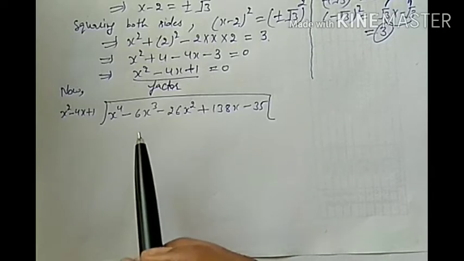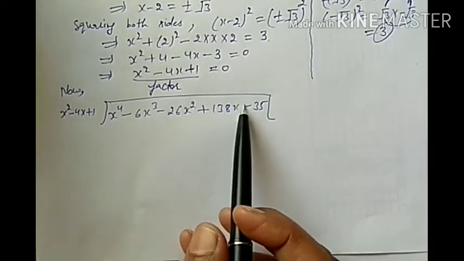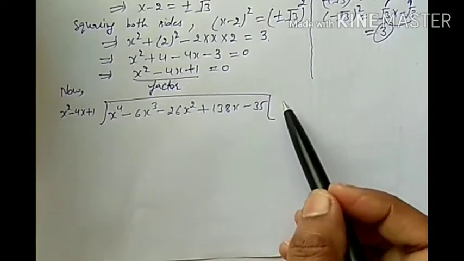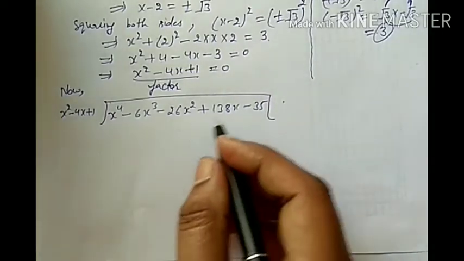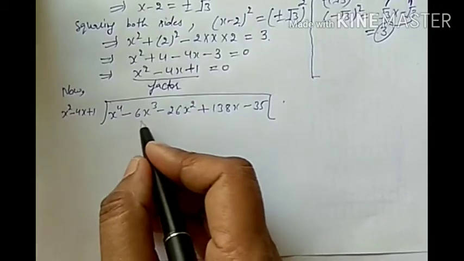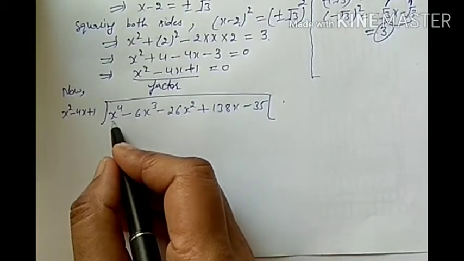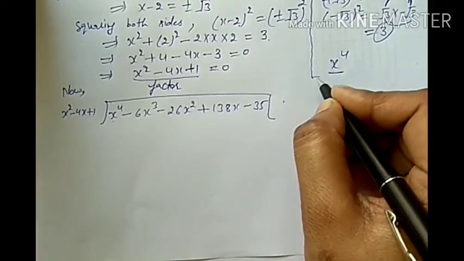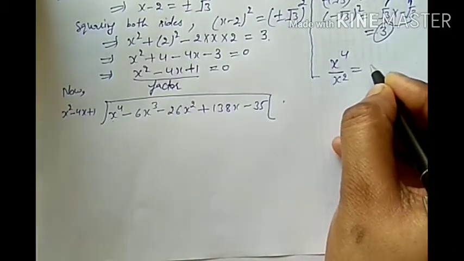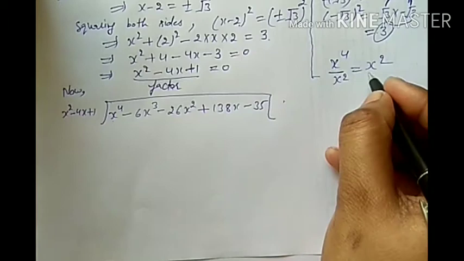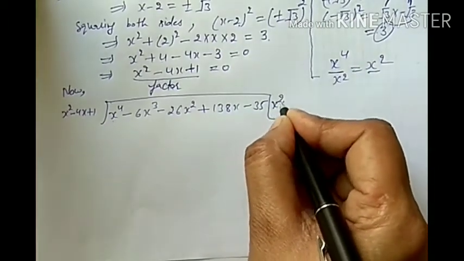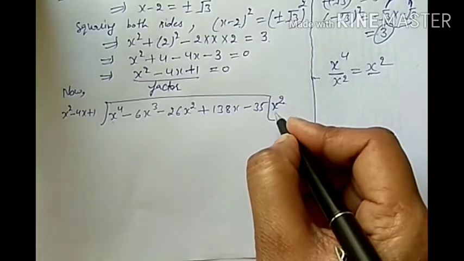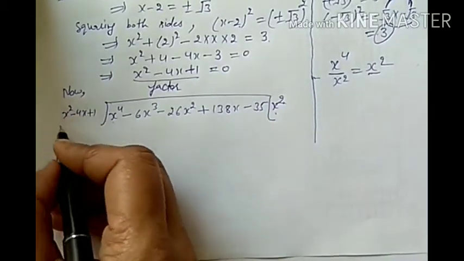Now we will divide the given polynomial by the factor so that we can get another factor. So for the quotient's first term, we divide the dividend's first term by the divisor's first term. We will get x square, and that is our first term in the quotient, x square. Now we will multiply this x square quotient term and the divisor.